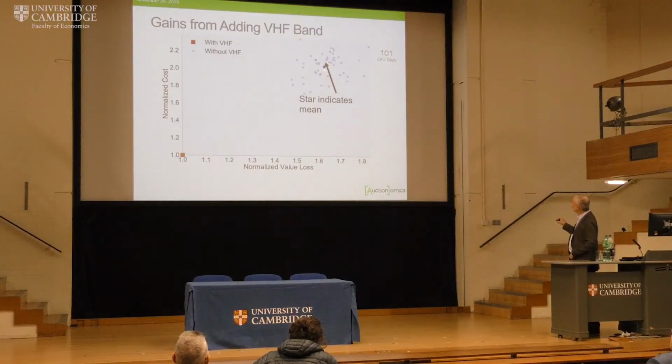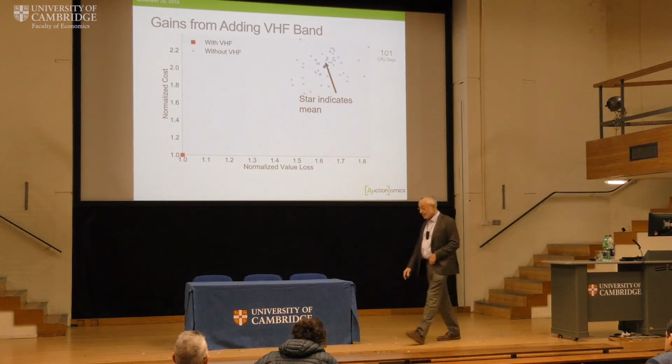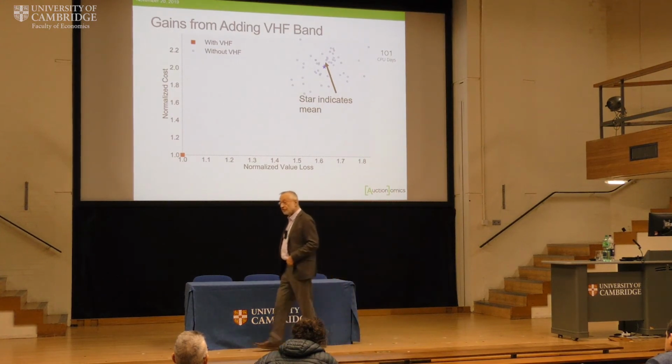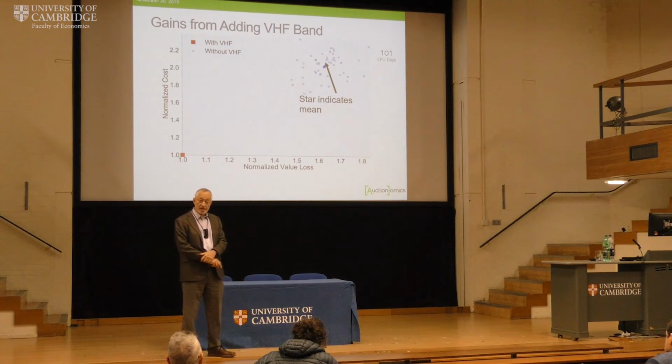You can see the star up here is at around 1.6 and around 2. The normalized cost without VHF would have been about twice as high, according to these simulations, and the value loss would have been about 60% larger, according to these calculations. So it turns out that including VHF was a vast improvement in the outcome of the auction.